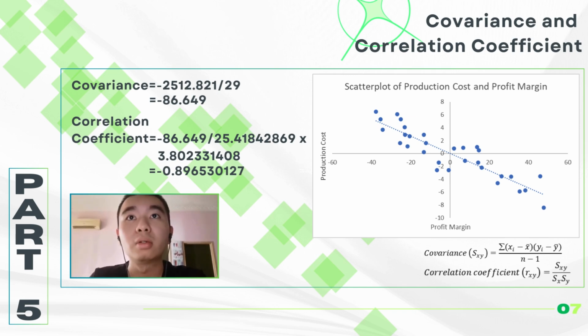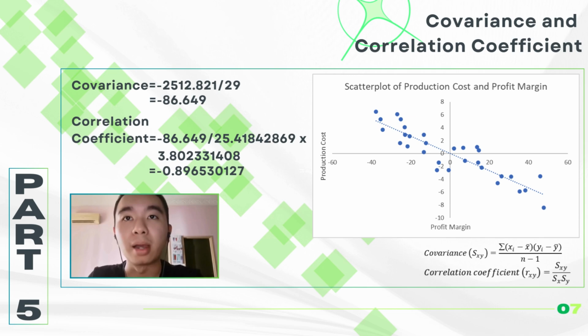After that, we need to check whether this is true or not. We need to calculate the covariance and the correlation coefficient. For the covariance, we need to total up the original data of x minus mean of x, times original data of y minus mean of y, and that is negative 2512.821, divided by 29, so we get negative 86.649.